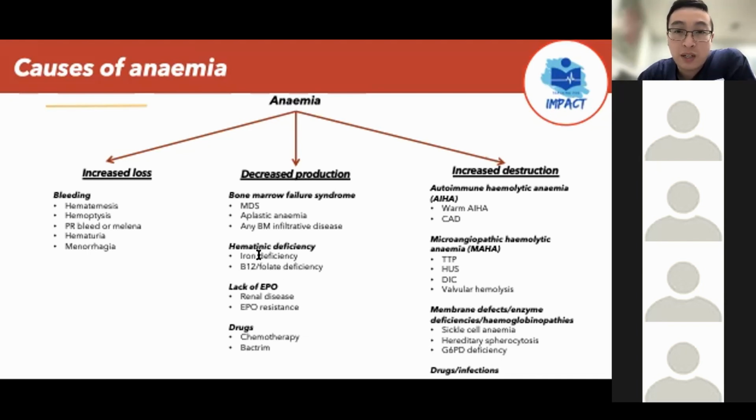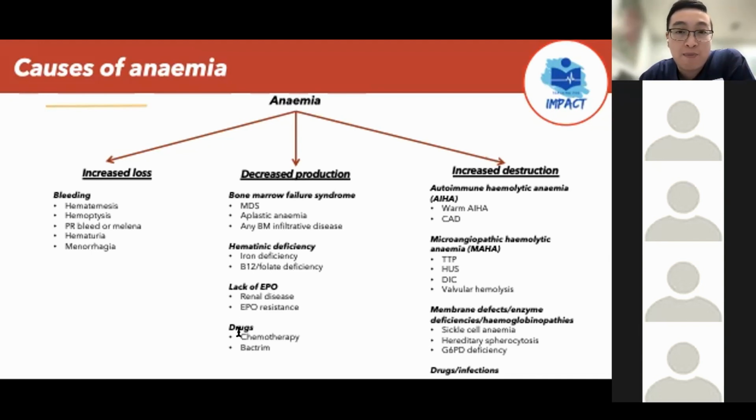The second cause for decreased production is hematinic deficiencies. There are 3 hematinics: iron, B12, and folate. These are the ingredients that you need to make red blood cells. And if you don't have enough of them, then you won't make that many red blood cells. The other one is EPO deficiency or resistance. If you have renal disease and you're not producing enough EPO, then that can cause decreased production. If you have EPO resistance, that can also cause decreased production.